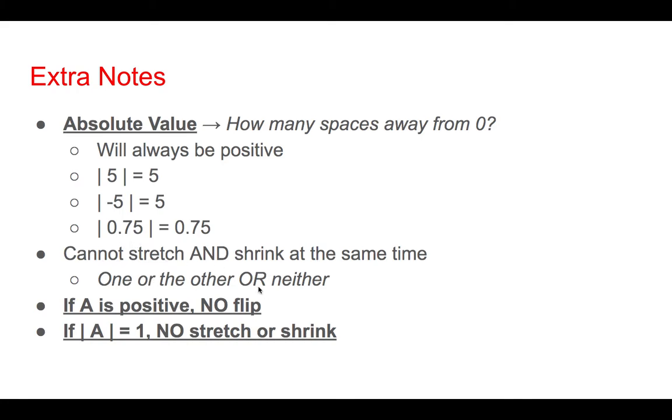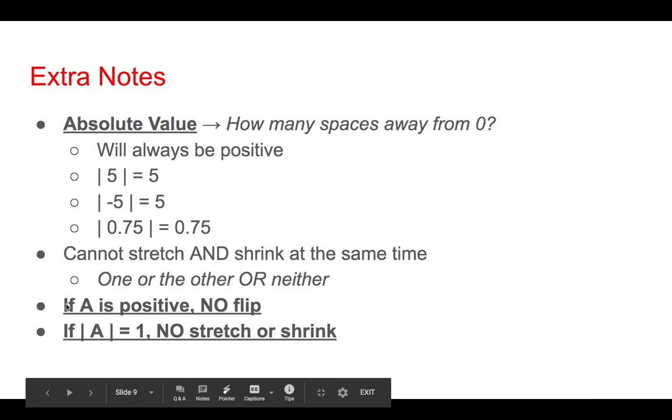Also, this should be kind of obvious, but I get this question sometimes. We can't stretch and shrink at the same time. We can't get taller and get shorter at the same time, because our absolute value can't be bigger than 1 and smaller than 1 at the same time. So you either have a stretch or a shrink, not both, one or the other, or you have neither. It is possible to have no stretch or no shrink, and that's where people get confused sometimes.